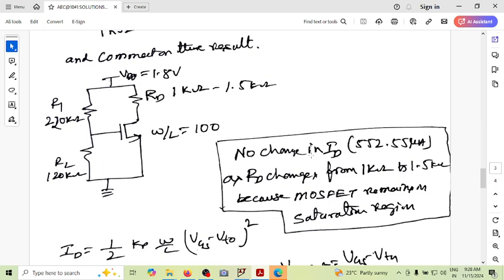That's what it is: no change in ID of 552.55 microampere as RD changes from 1K to 1.5K, because the MOSFET remains in the saturation region for both the values of RD.